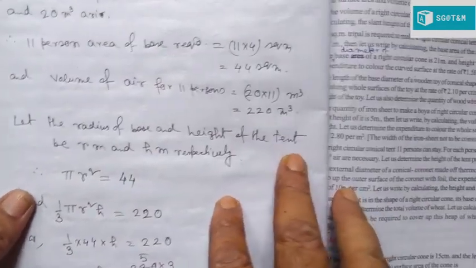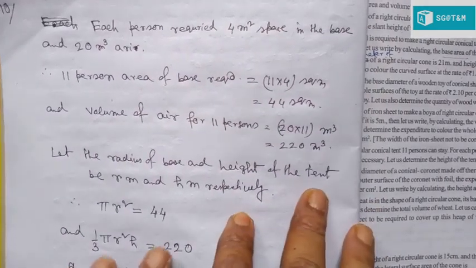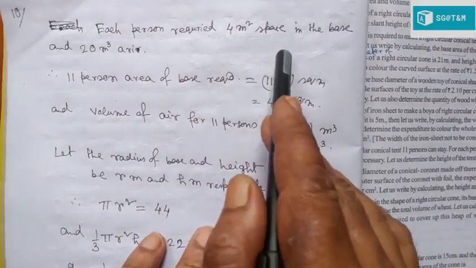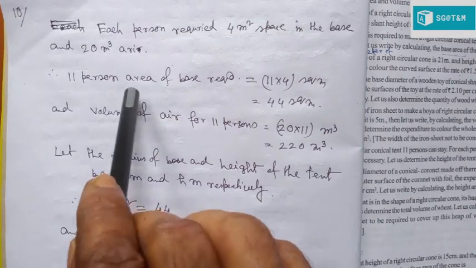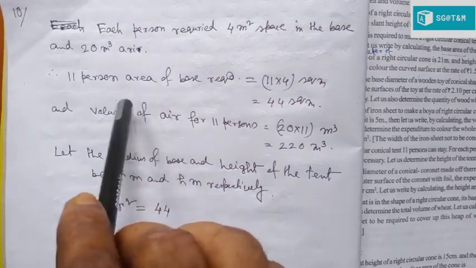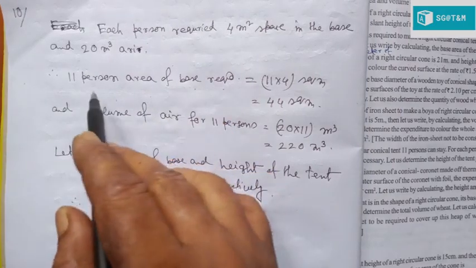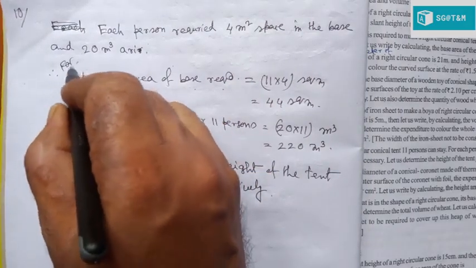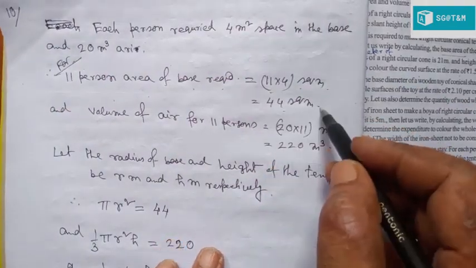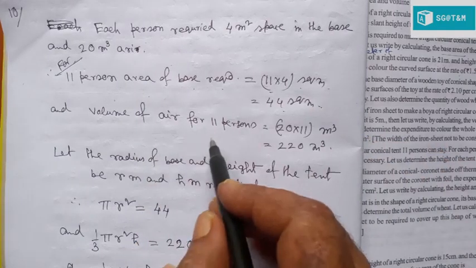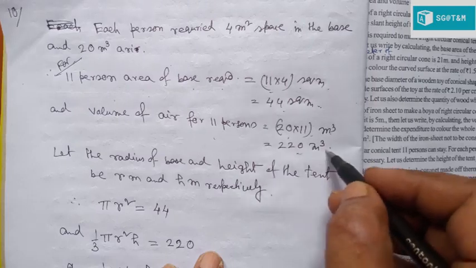Each person requires 4 meter square space in the base and 20 meter cube air. So for 11 persons, the area of base required is 11 into 4 square meter, that is 44 square meter. And the volume of air for 11 persons required, obviously 20 into 11, that is 220 meter cube.